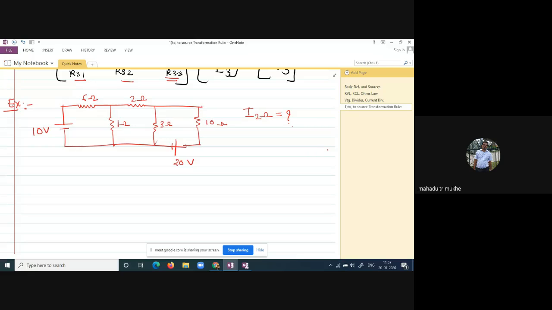This is actually homework for you people. You have to solve it and tell me the answer in the next session. Is this clear? Yes, sir.